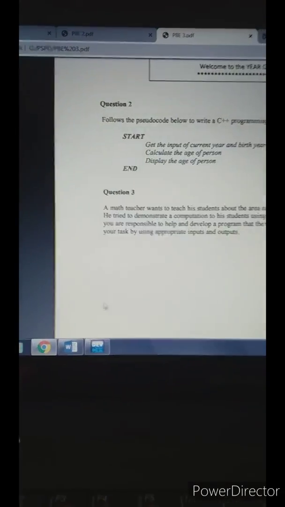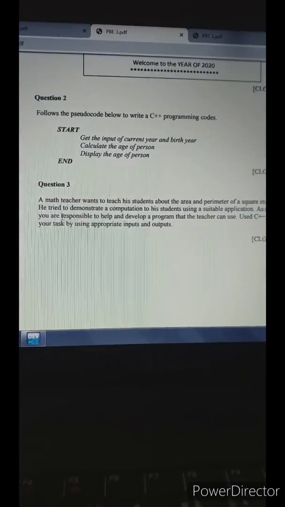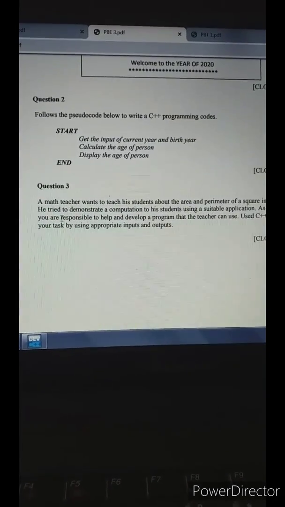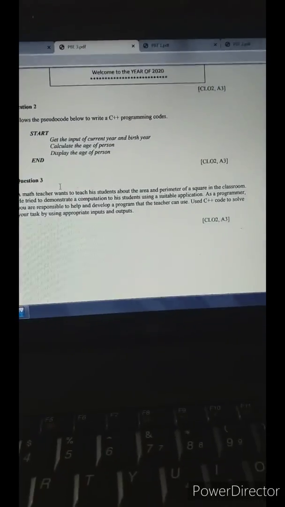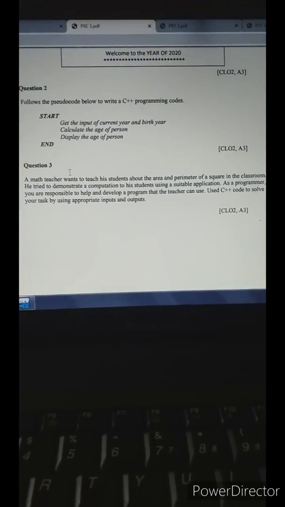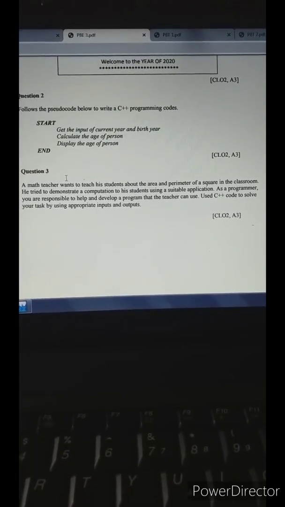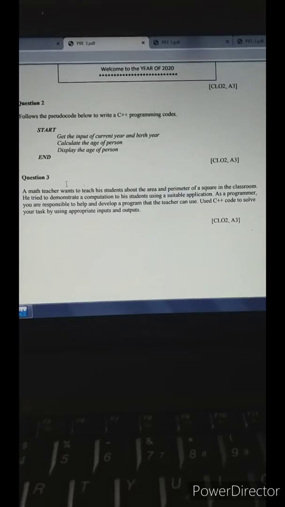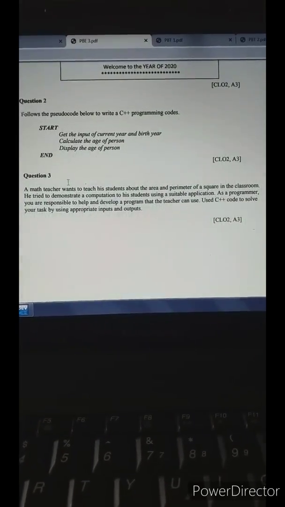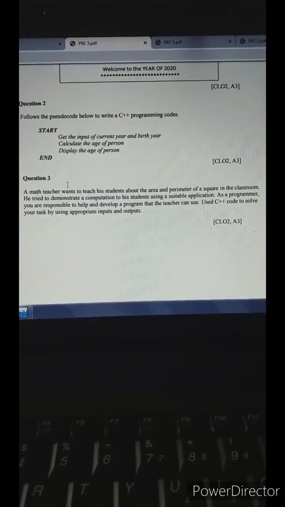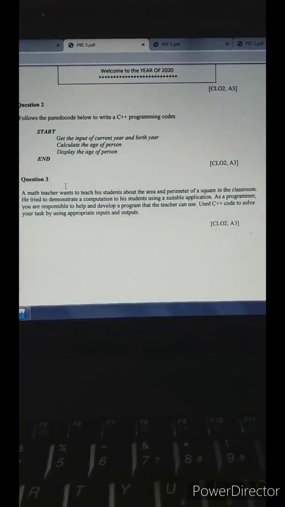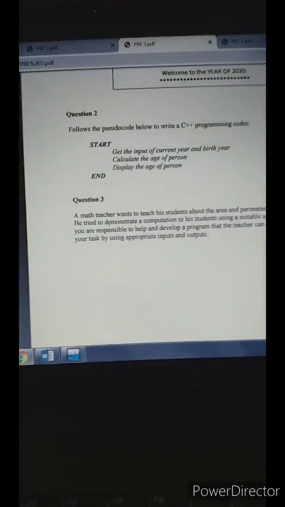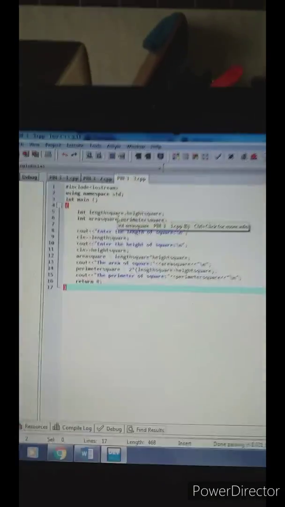Okay, now question 3. A math teacher wants to teach his student about the area and perimeter of a square in the classroom. He tried to demonstrate a computation to his student using a suitable application. As a programmer, you are responsible to help and develop a program that the teacher can use. Use C++ code to solve your task by using appropriate inputs and outputs. So we have to do coding as well.